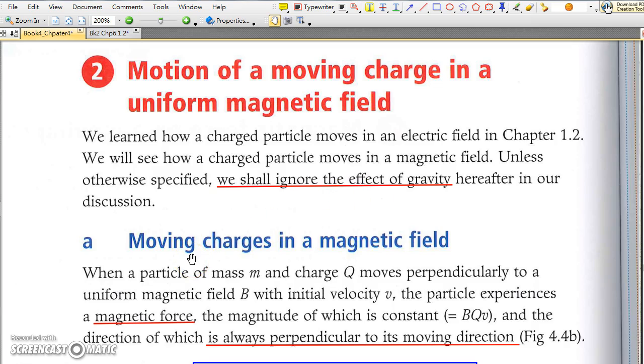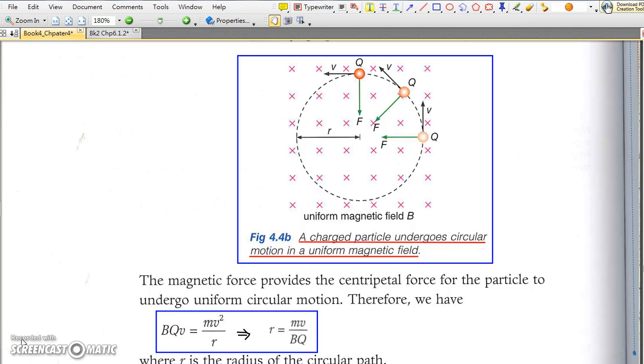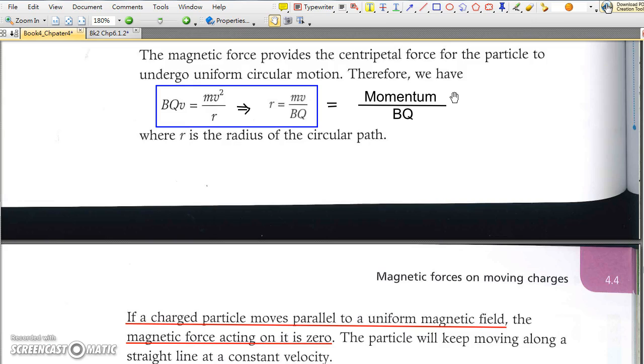A. Moving charges in a magnetic field. A charge moving in a magnetic field will experience an induced magnetic force perpendicular to its motion. Hence, there will be no work done on the charge, and the induced magnetic force can only change the direction of the motion, and hence resulting in circular motion. Thus, Bqv equals mv squared over r, which gives r equals mv over Bq. So, charges of different momentum, mv, will travel along different circular paths of different radii r.